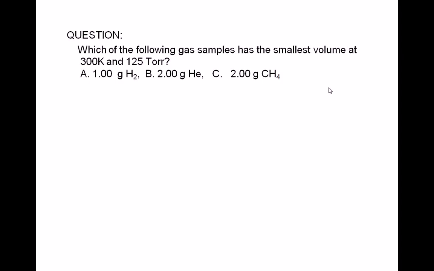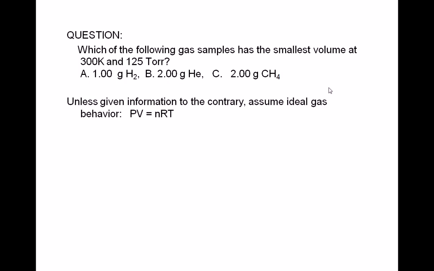Which of the following gas samples has the smallest volume at 300 Kelvin and 125 torr? A. 1.00 gram of hydrogen, B. 2.00 grams of helium, or C. 2.00 grams of methane.